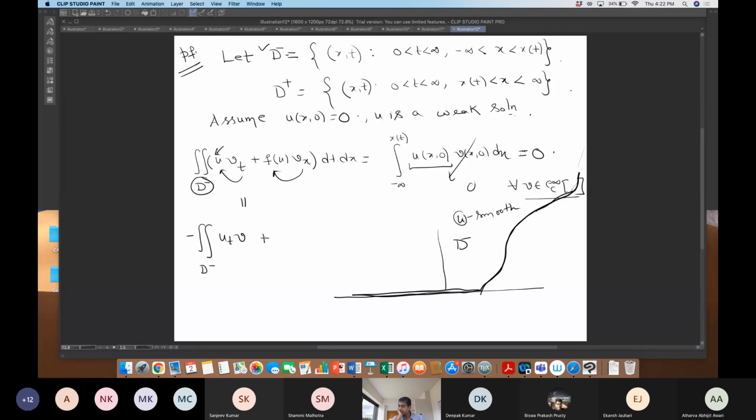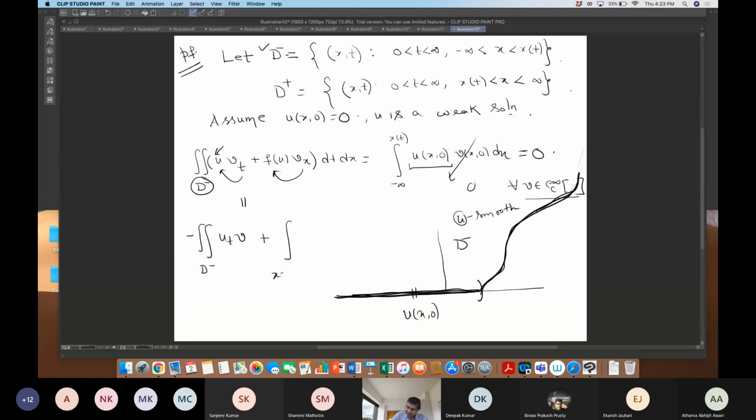Tell me, what is the boundary term? What is the boundary of D minus? Tell me, this is the boundary. And what is the value of u at the boundary? In this boundary, what is the value of u? 0. So this boundary will not come because u at x0 is 0. So only this boundary will affect. Yes or no?